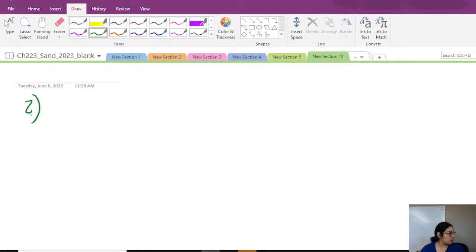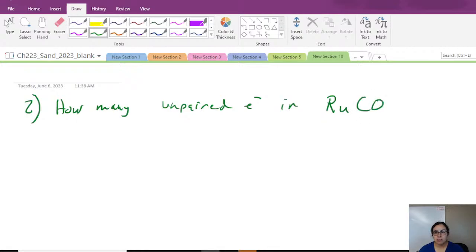And I have your quizzes if you didn't get it back. But the one that I made a mistake on was number 2. So it asked how many unpaired electrons in, and this is where I made the typo. So it should have been ruthenium cobalt 6, but I put a 4 there by a typo, so it made the problem a lot more challenging.